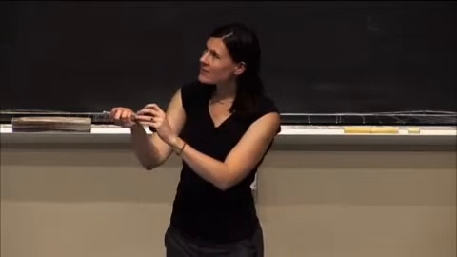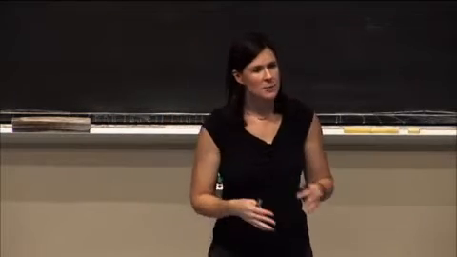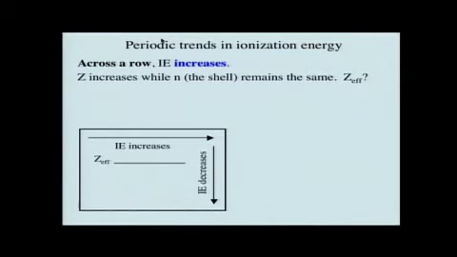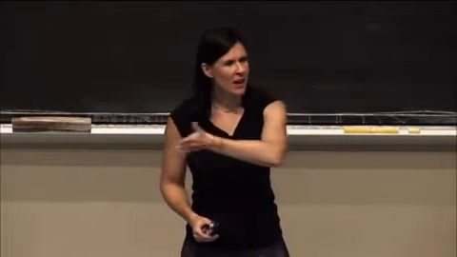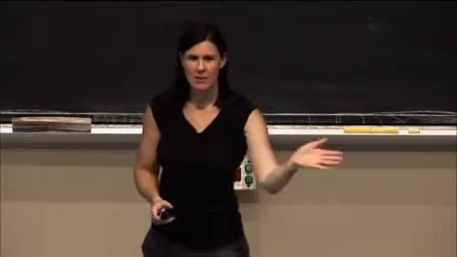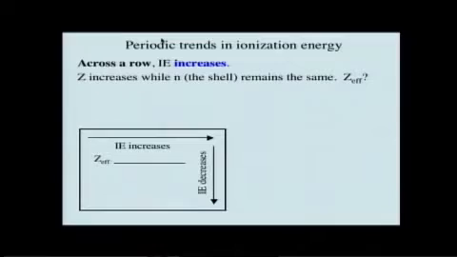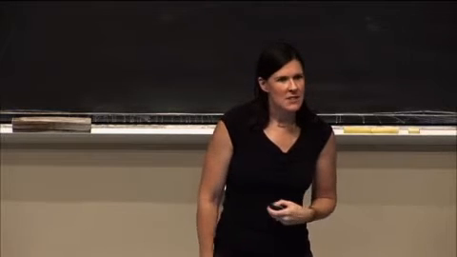As we go across a row, what we have happening is that the Z, or the atomic charge, I'm not talking about Z effective here, I'm just talking about Z, is increasing as we go across a row. That's easy to see. But we're still in the same shell. So we still have the same n value as we go all the way across a row in the periodic table. So in general, what happens to Z effective if we have Z increasing, but we're in the same shell here? Would it increase or decrease Z effective?